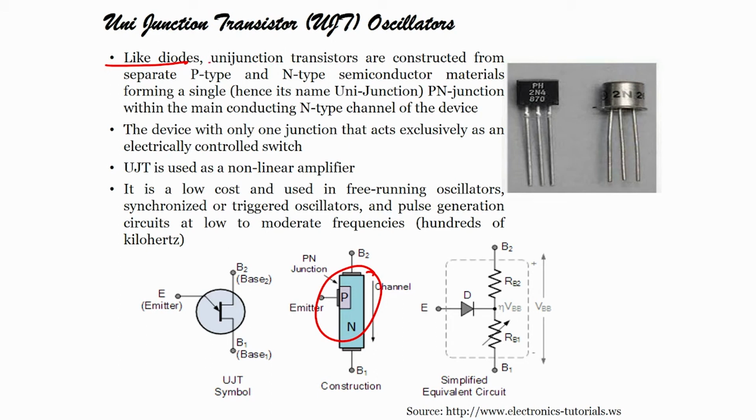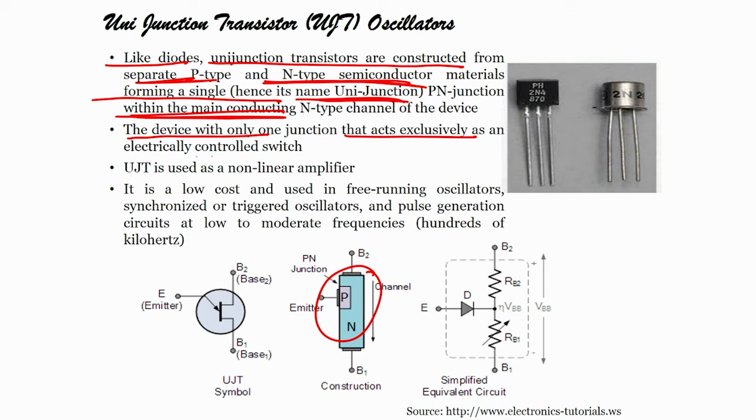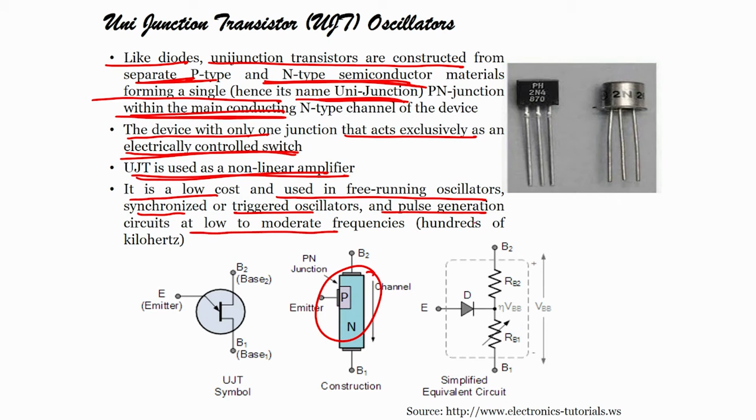Like diodes, unijunction transistors are constructed from separate P type and N type semiconductor materials, forming a single PN junction within the main conducting N type channel of the device. The device with only one junction acts exclusively as an electrically controlled switch. So, UJT is a non-linear amplifier. It is low cost and used in free running oscillators, synchronized or trigger oscillators and pulse generation circuits at low to moderate frequencies.